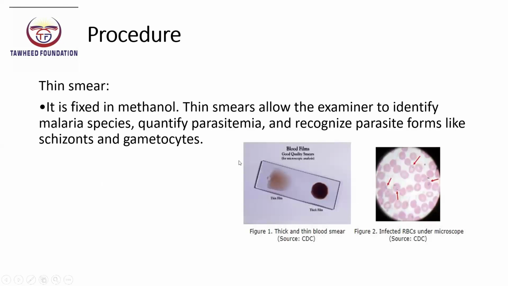This is the visual representation of thick and thin blood smears. Like this, a thin film will be formed, and like this, a thick film will be formed. Figure 2 represents infected RBCs under the microscope.